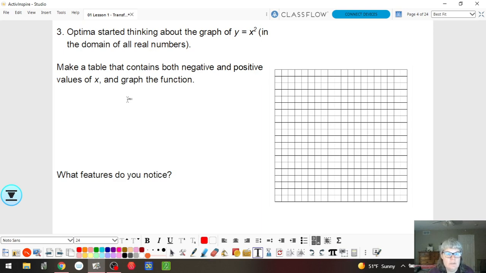So our first job is to make a table that contains both negative and positive values of x and graph the function. So my table is going to have an x column and a y equals x squared column. And we're going to use the values -3, -2, -1, 0, 1, and 2 for our table.